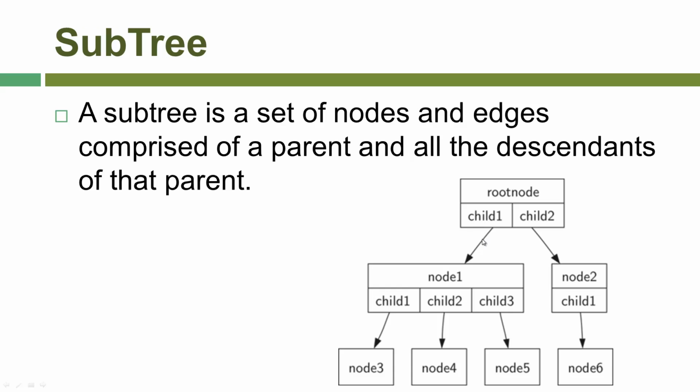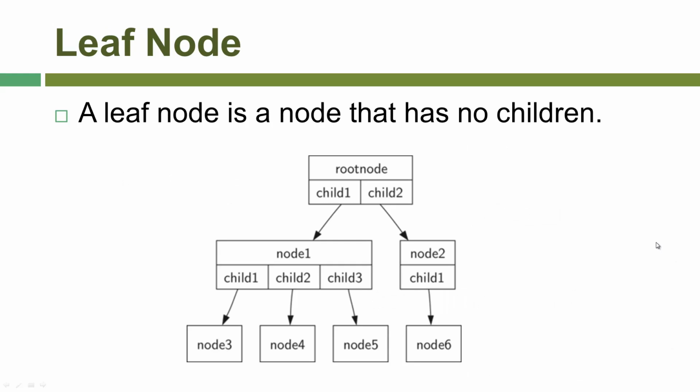And then a subtree is a set of nodes and edges comprised of a parent and all the descendants of that parent. So you could loop around some subtrees here versus the entire tree. And then lastly, a leaf node is a node that has no children. So node 3, 4, 5, and 6 don't have any children, so they're leaf nodes, just like the leaf on a tree that doesn't have a branch extending out of it.